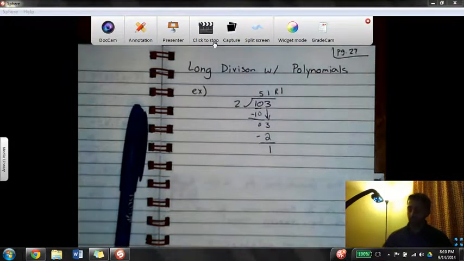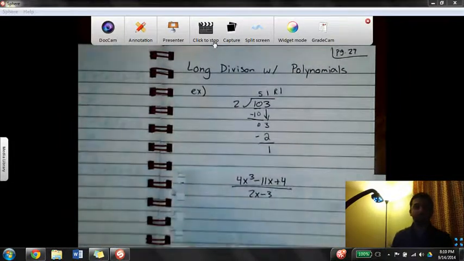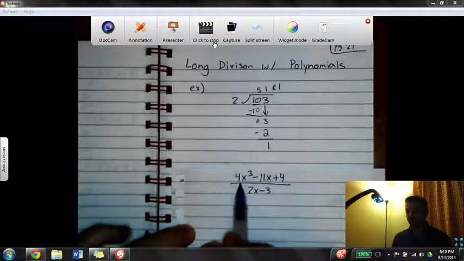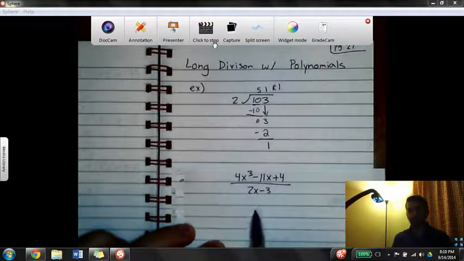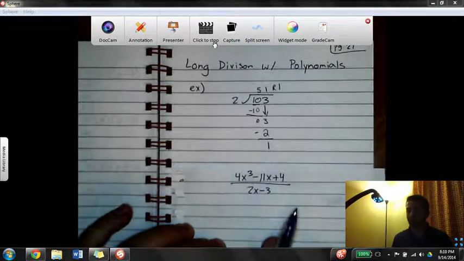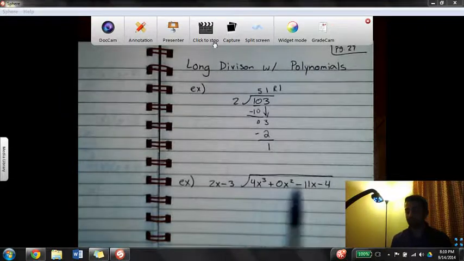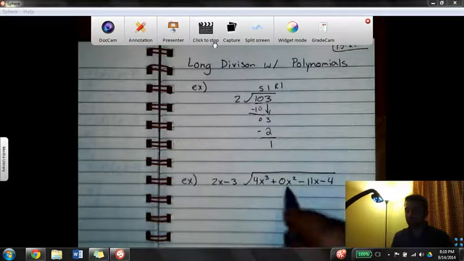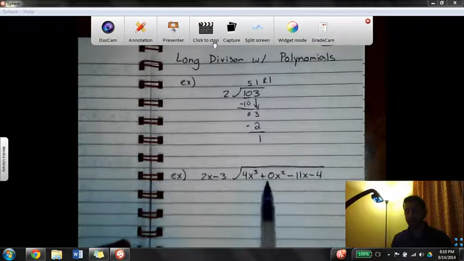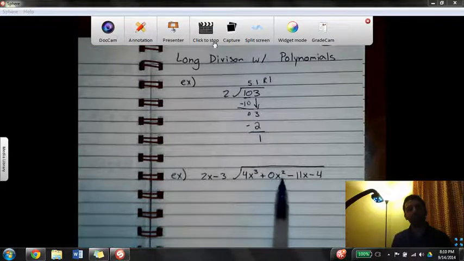So, with the standard algorithm for division, we can apply that to when we're dividing polynomials. Take, for instance, the polynomial 4x cubed minus 11x plus 4 divided by 2x minus 3. We can rewrite that into this format. Notice, even though I did not have an x squared term, I still wrote 0x squared to be a placeholder.